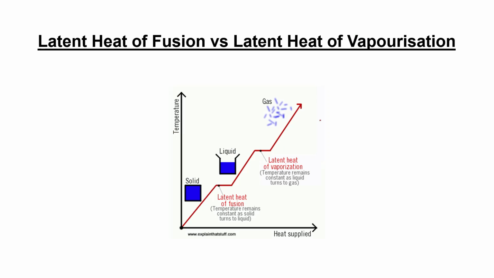Now let us see what is latent heat of fusion versus latent heat of vaporization. Okay, we have already seen the change in phase. So first let us see the latent heat of vaporization. See, when liquid is getting converted to gas, its temperature will not change. That is called the saturation temperature, because as liquid turns to gas.